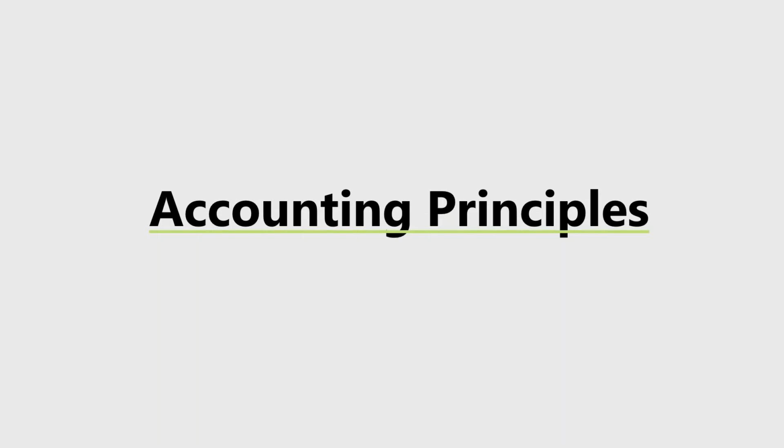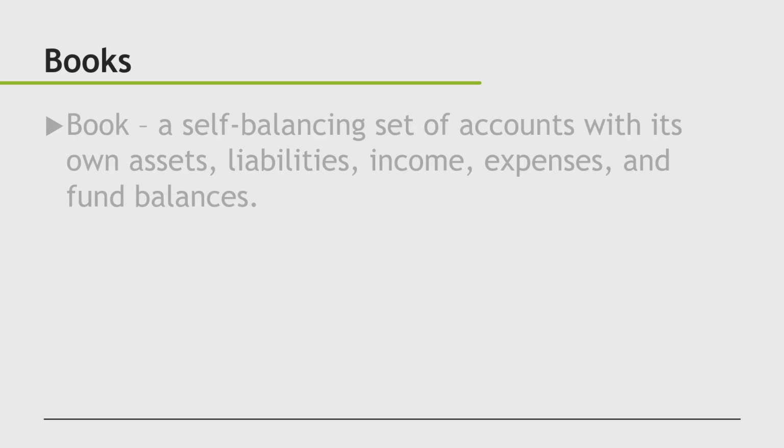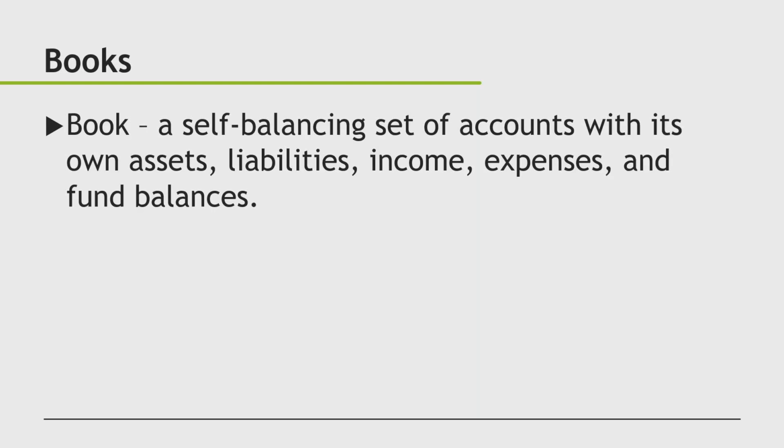The first thing I want to talk about today are books. What is a book? A book is a self-balancing set of accounts with its own assets, liabilities, income, expenses, and fund balances. I like to say each book is kind of an island unto itself. Most churches typically only have a single book. There's really not a reason to have more than one.